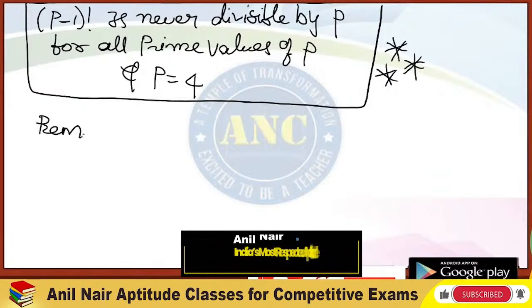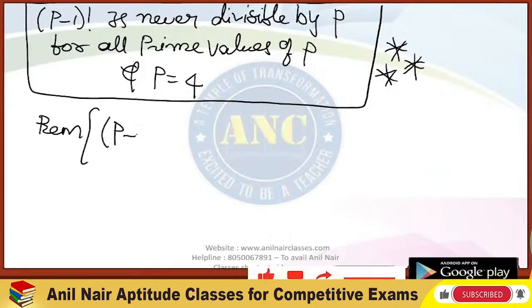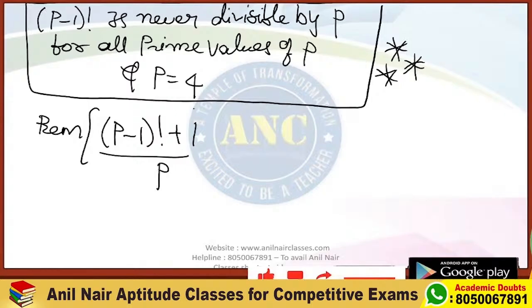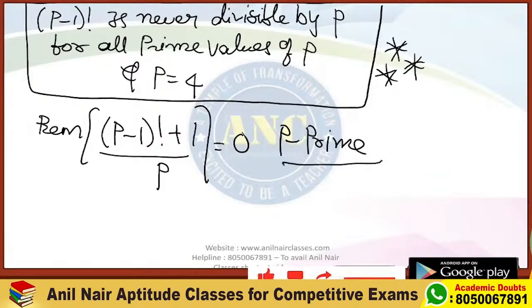Next, we will see Wilson's theorem application. (P minus 1) factorial plus 1, when divided by P, gives 0 as long as P is a prime number. I hope the idea is clear. If P is a prime number, you can use Fermat's theorem, Wilson's theorem, and the divisibility rule to get the remainders.